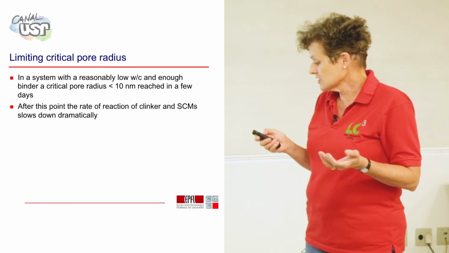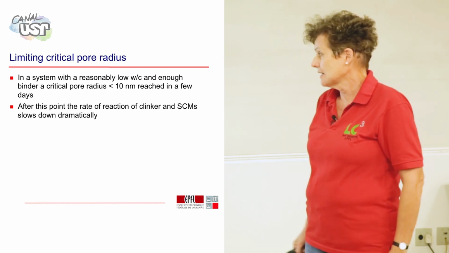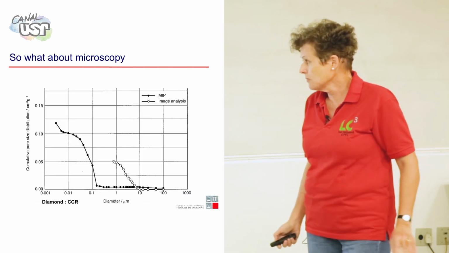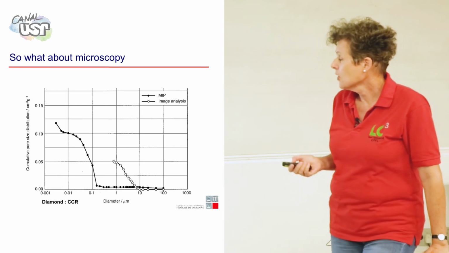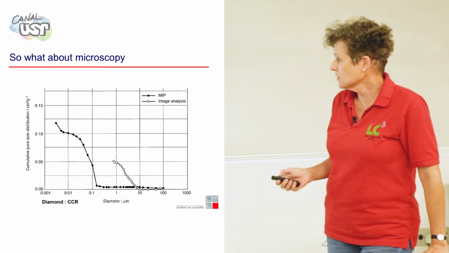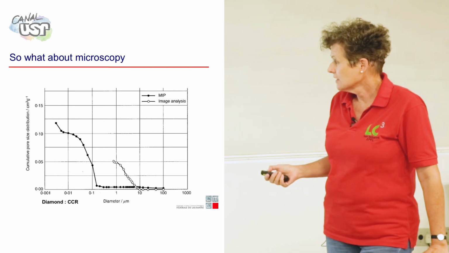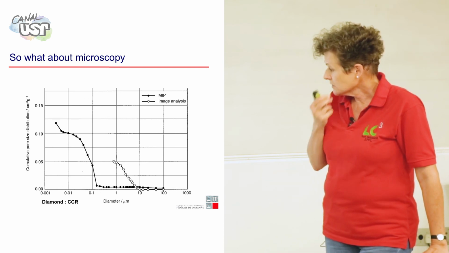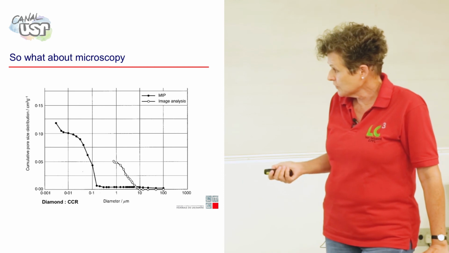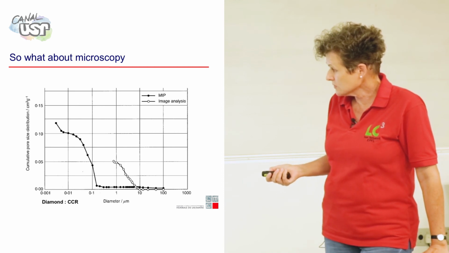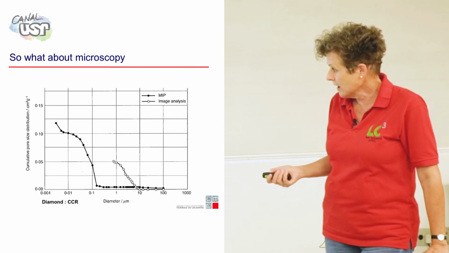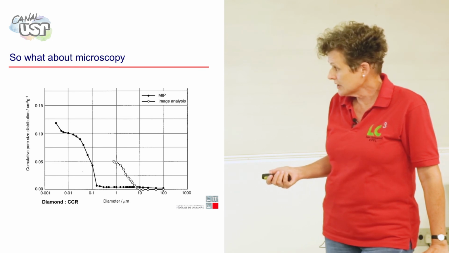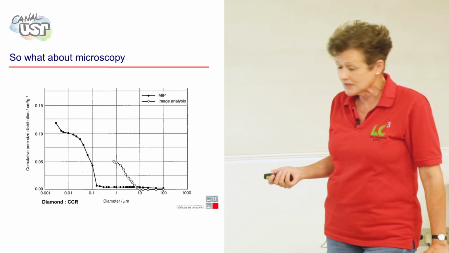So just to finish this, as I said, what about SEM? There's this very famous paper by Diamond in CCR, where he compared what he got by image analysis to what they got by MIP. There are a number of points on this. First of all, if you look at the MIP, you see this breakthrough diameter here was about 100 nanometers, whereas we are now seeing breakthrough diameters of about 10 nanometers.